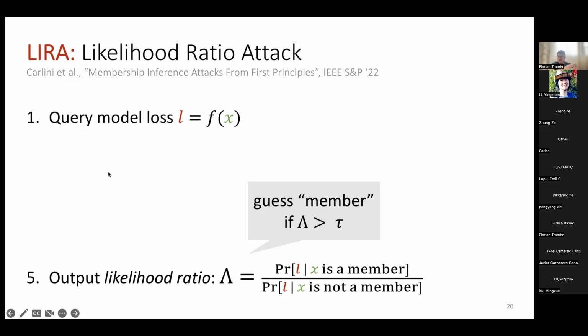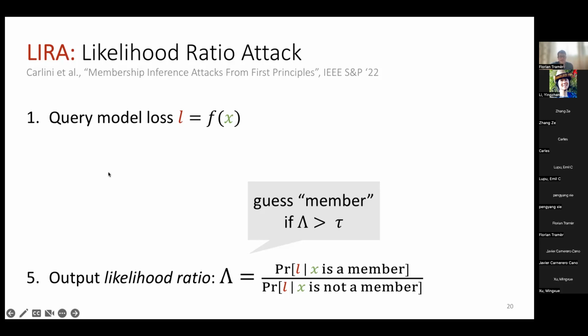And this likelihood ratio test is the optimal statistic for a membership inference attack. There's statistical theory that says that if you're trying to infer membership, this is the statistic you should be computing. And this is going to give you the strongest attack. Or actually more formally, it's going to give you the attack with the highest true positive rate for a fixed false positive rate, which is exactly what we want.